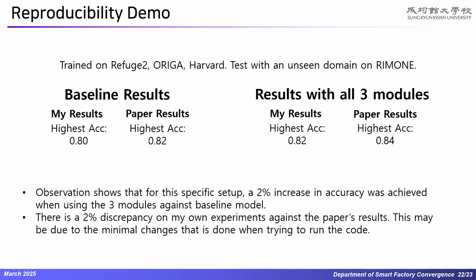And I hypothesized that this 2% discrepancy is because of the minimal changes that I did when trying to run the code, like the BCE with logits loss, or maybe some other slight modification. So all in all, we can still show that the modules do improve on accuracy, on performance.